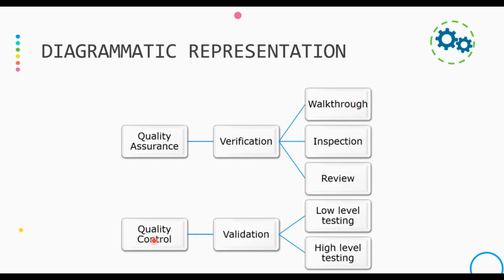Then next is quality control. It's a process of validation. There are two ways of doing the testing. The validation process is nothing but a completely testing process. What software testing actually does is nothing but a validation process. This is a theoretical word. There are two ways, that is low level testing and high level testing. That's what you have to remember for the validation.